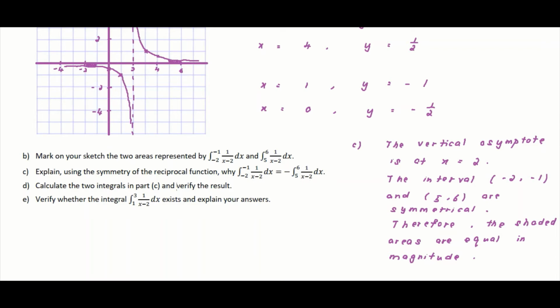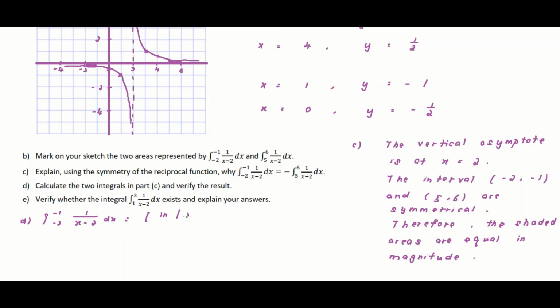Okay, all right, so let's move on to D. Calculate the two integrals in part C and verify the result. So we can just substitute. The integral from -2 to -1 of 1 over x minus 2 dx. Okay, so let us start to do the integration. So we have logarithm of x minus 2, right? When you differentiate, you get 1, so that's why I don't write anything in front, because dividing by 1 is basically the same thing.